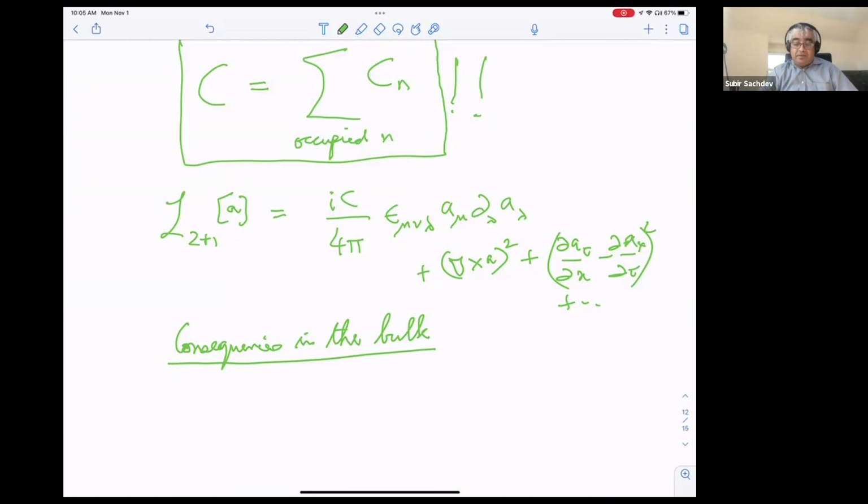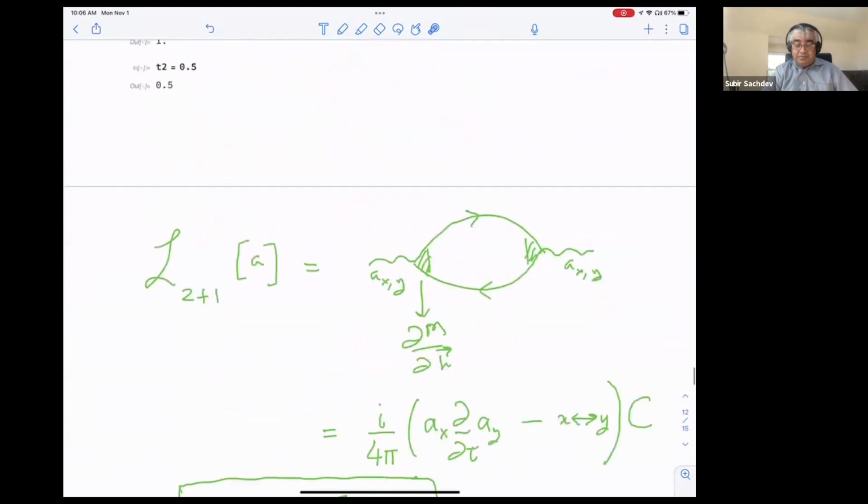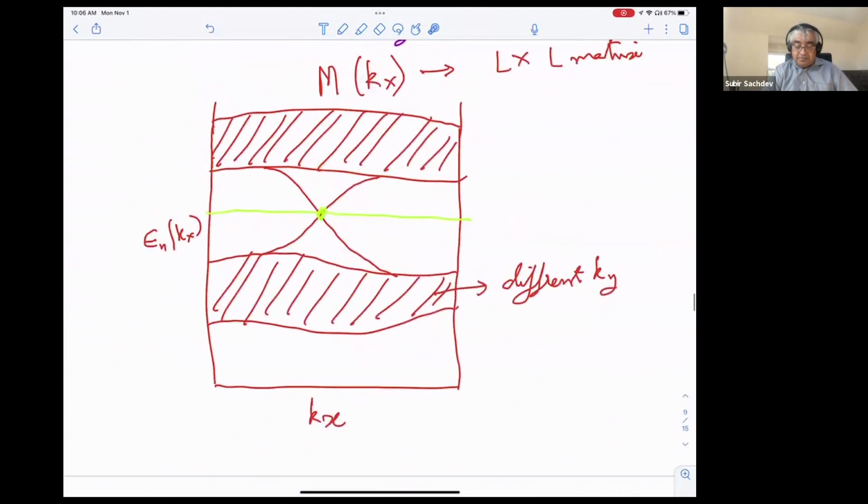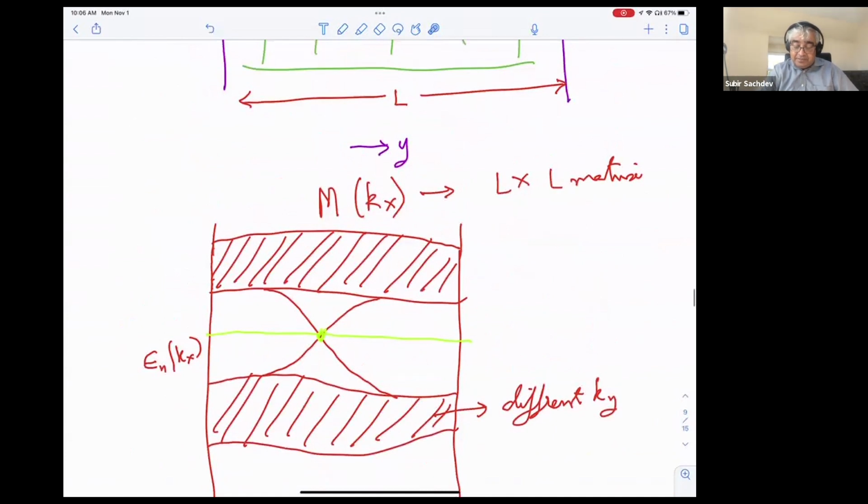Okay. But let me just now forget about the edges, where there are all these subtleties of edge states and gauge invariance. Let me just ask, does this Chern-Simons term for now have any consequences in the bulk? All right. So in fact, it does have very strong consequences. So what are the excitations in the bulk in our mean field theory? Okay, forget the edges here. So let's just look at this picture. We don't worry about these states.